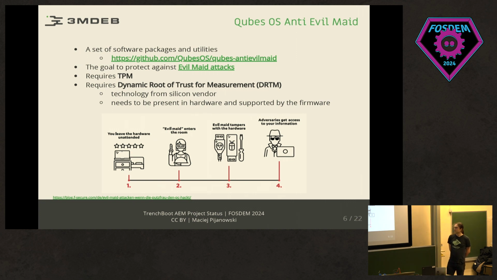In terms of QubesOS, we have the QubesOS Anti Evil Maid solution, which was already there. It's a set of scripts. Right now we are improving and extending that based on TrenchBoot to support a broader variety of hardware, for instance TPM 2.0. It requires a TPM, so it requires some piece of hardware, and also it requires DRTM, which was mentioned before, so some silicon vendor feature, from Intel or currently AMD.